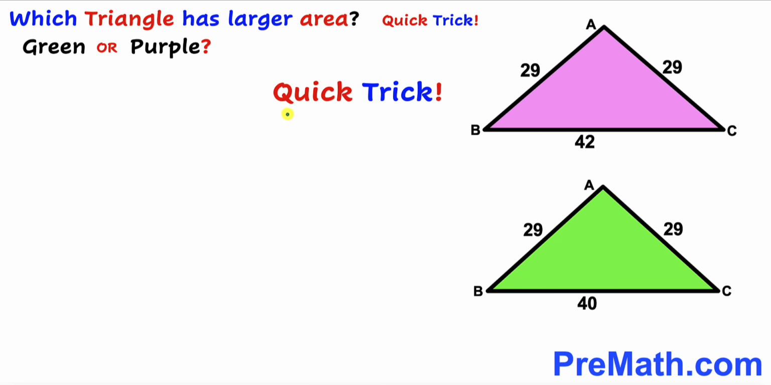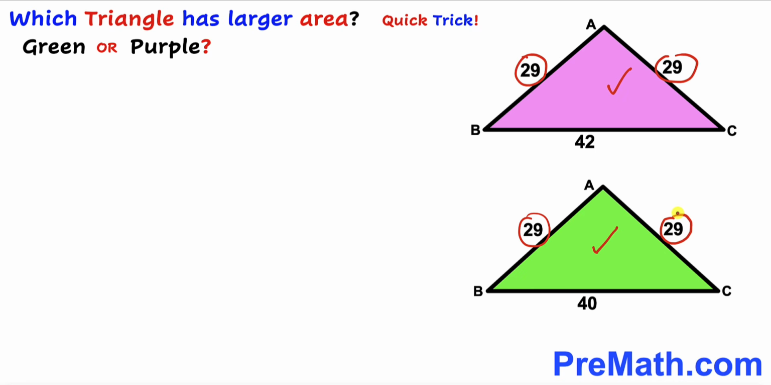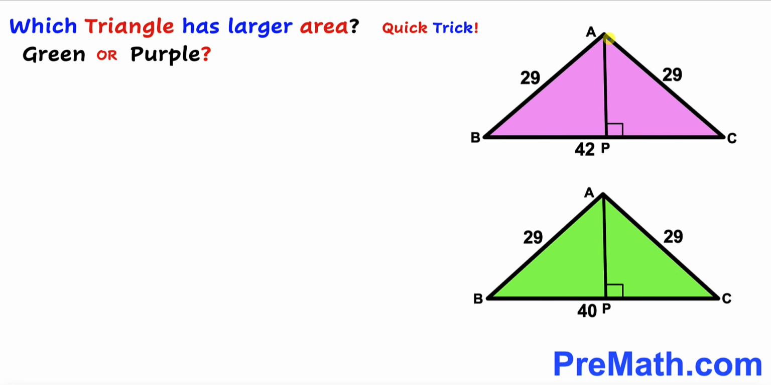Instead, we are going to use a very simple trick, and we know both of these triangles are isosceles, since this side length equals this side length, likewise this side length equals this side length as well. And here's our next step. I have dropped this perpendicular AP for this purple shaded triangle, and likewise I have dropped this perpendicular AP for this green shaded triangle as well.